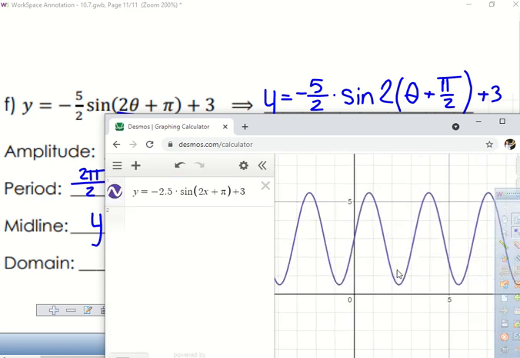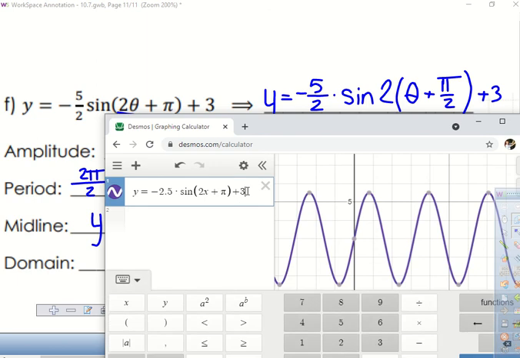So this graph's way up here, which makes sense. Why is it so high up for this graph? Anyone have a guess why it's above the x-axis? Has to do with k. What's your k value? Plus 3. Yeah, so it's been moved up. Does that make sense?